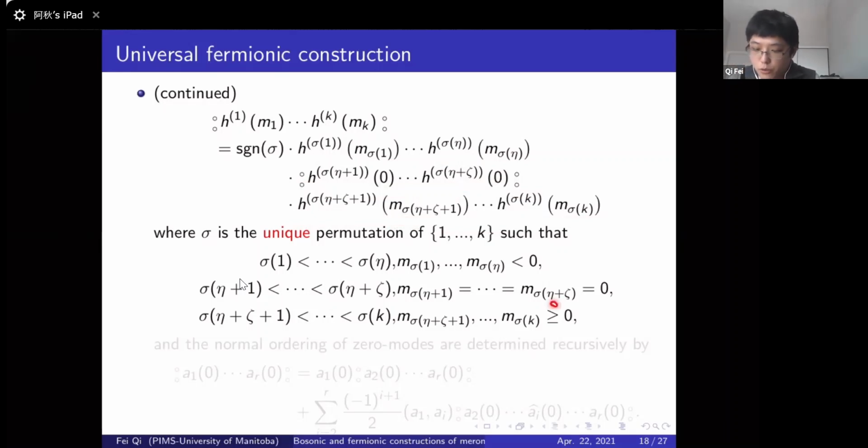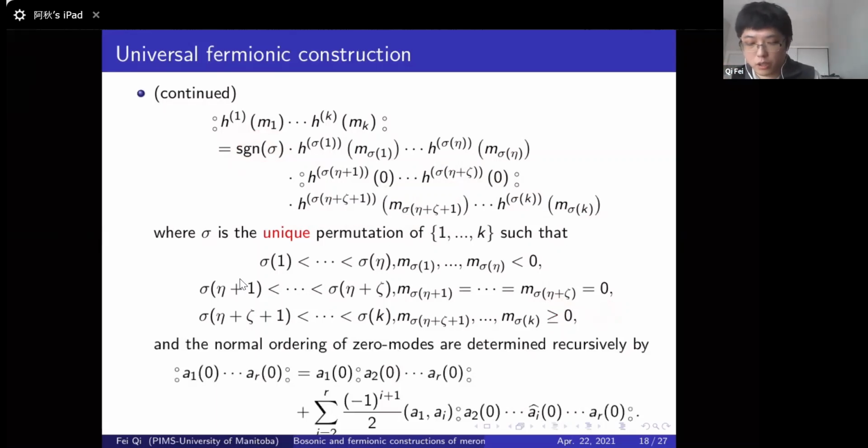I think over here there's a typo. This should be strictly positive. So this should be strictly positive. Okay, and another difference is the signature sigma in the front. And finally, let me explain the normal ordering in between.